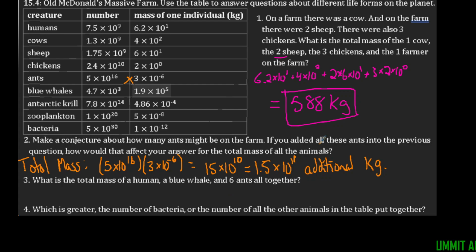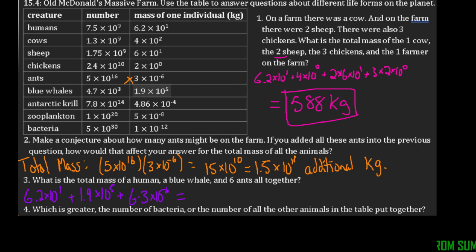Then for the next one, it says what is the total mass of a human, a blue whale, and 6 ants all together. And so let's add these numbers that we have. So I'm going to say I have my human, which is 6.2 times 10 to the exponent 1, plus 1.9 times 10 to the 5th power for our blue whale. And we have plus our 6 ants, so we have 6 times 3 times 10 to the negative 6 power. So let me type that into Desmos and let's see what we get.